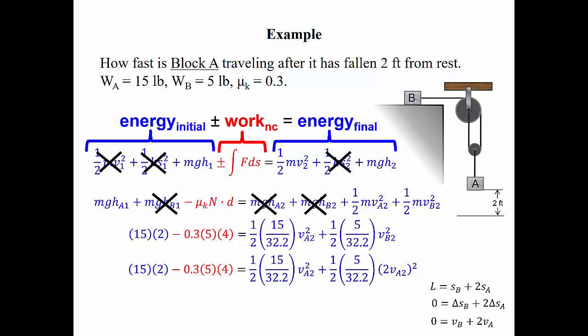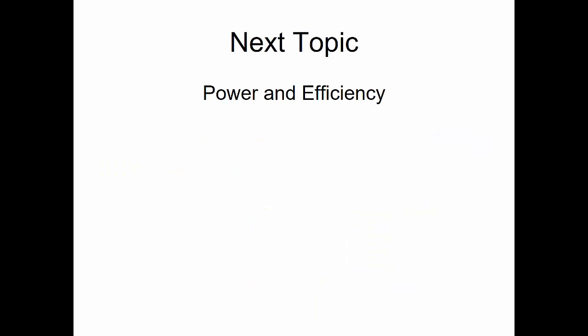Now we have one equation with one unknown. Solving for the velocity of A, we get that the velocity of A is 6.65 feet per second. Our next topic is power and efficiency.